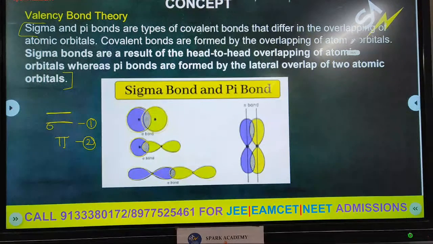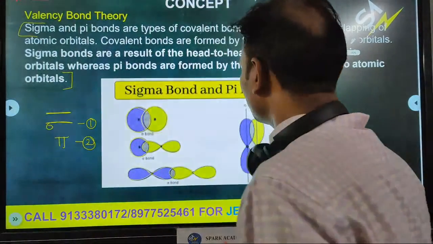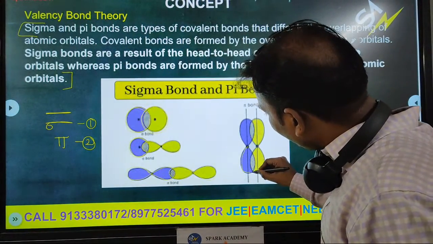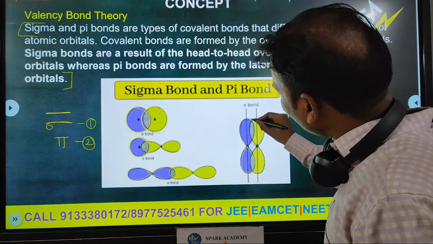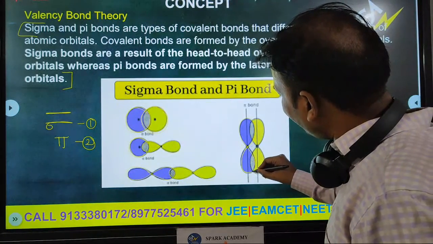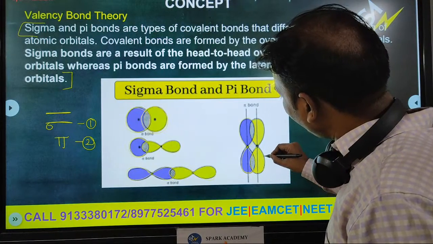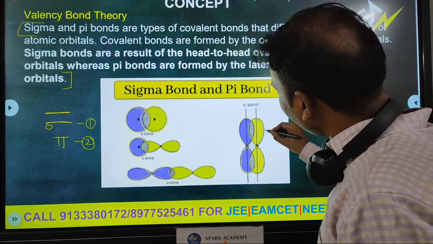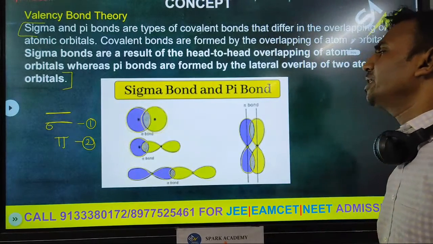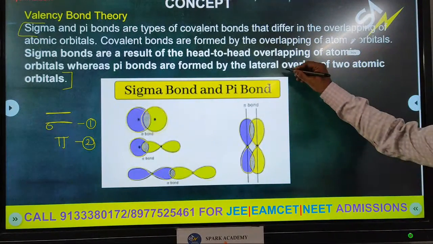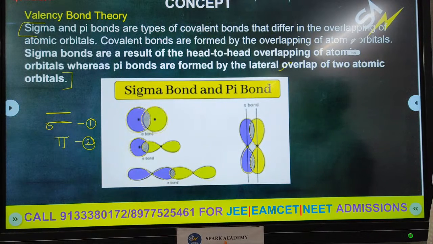What about the lateral overlap? See here, this is also a P orbital, but here the overlap is not head to head. What type of overlap is this? It is side-by-side overlap, also called lateral overlap. This lateral overlap results in a pi bond. So the conclusion: when orbitals overlap, bonds form, but the type of overlap decides the bond.